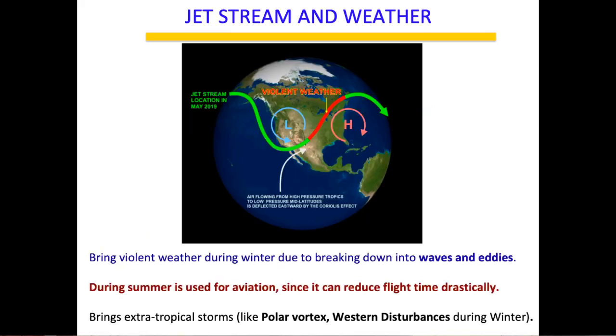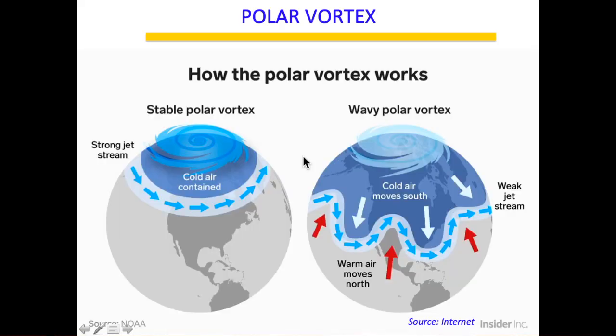Jet stream and weather, this I have already talked about. Because of the undulations, the jet stream can break down into eddies, and low pressure and high pressure systems can be created. Low pressure, of course, is important for violent weather, and that is what brings these extratropical storms like polar vortex or western disturbance during the winter times. How does a polar vortex work? It is all dependent on how stable the polar vortex is.